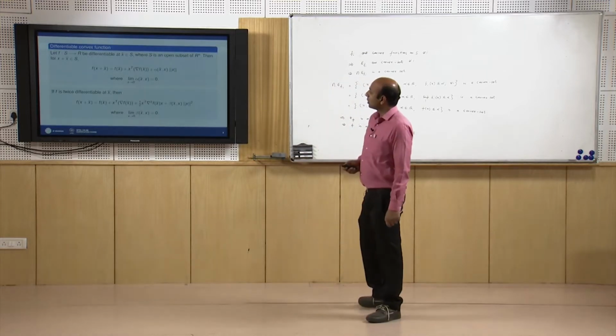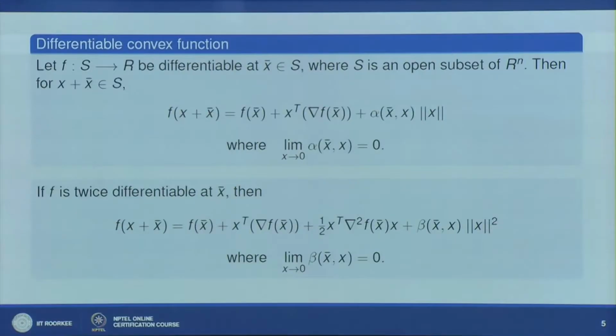Now let us define differentiable convex functions. Let f be a function from S to R, differentiable at x bar belonging to S, where S is an open subset of Rn. Then for x plus x bar belonging to S, f of x plus x bar will be equal to f of x bar plus x transpose gradient of f at x bar plus alpha, which is a function of x bar and x, times the norm of x, where alpha tends to 0 as x tends to 0. This is how we define a function to be once differentiable at x bar belonging to S. What is the gradient of f at x bar? The gradient of f at x bar is basically a vector.